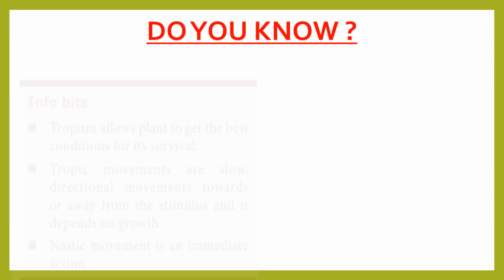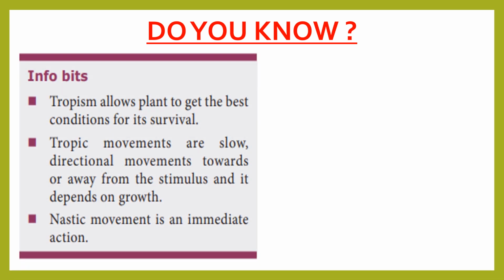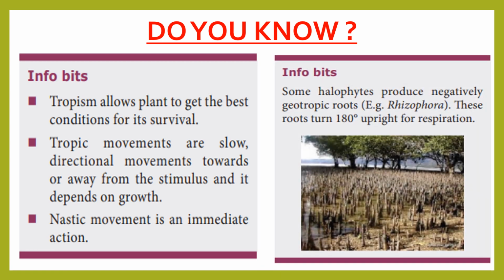Do you know? Tropism allows a plant to get the best conditions for its survival. Tropic movements are slow, directional movements towards or away from the stimulus, and they depend on growth. Nastic movement is an immediate action. Some halophytes produce negatively geotropic roots. Example, Rhizophora. These roots turn 180 degrees upright for respiration.